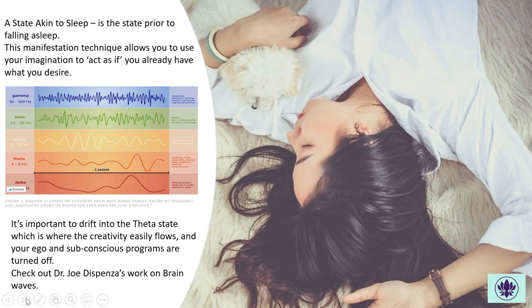So a state akin to sleep is that state right before you fall asleep. This manifestation technique allows you to use your imagination to act as if you already have what you desire. It's important to drift into the theta state. If you see on the chart, there's delta, theta, alpha, beta, and gamma. You want to get into that second level, that theta state.